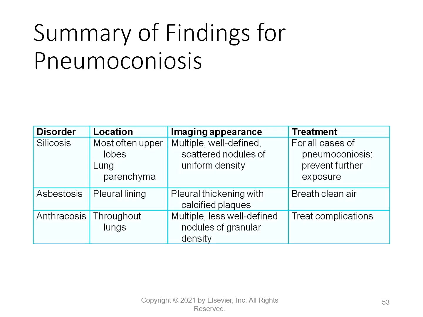And then anthracosis, that's going to be the coal miner's lungs. Again, because of the small nature of the particles, this is going to be throughout the lung, causing black lung. These will have multiple, less well-defined nodules, but still be granular, or like a granulomatous appearance. And again, with this, just treat the complications rather than the actual disease.